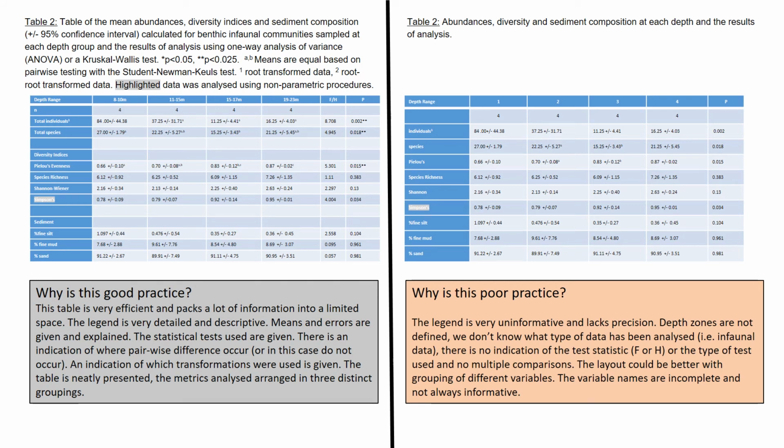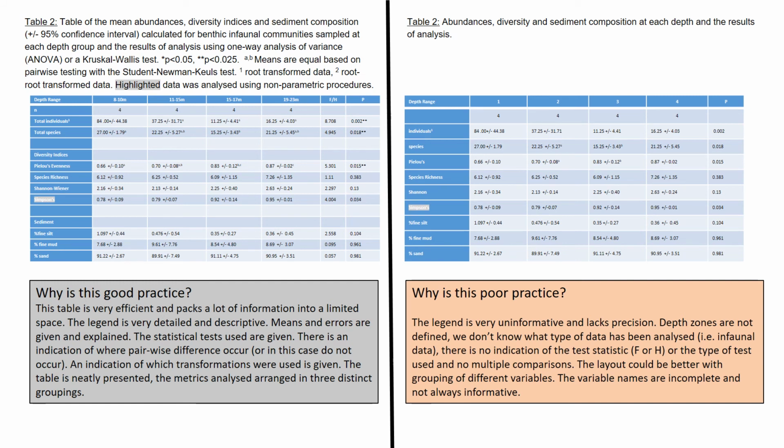If we look at the poor practice table on the right hand side, well again quite clearly the legend text is very thin and simply lacks sufficient detail to enable us to understand what's in this table. In this particular case, the column headings are not well explained either. For example, they're just categorized as 1, 2, 3 and 4. So I know it's a depth range, but all I know is it's depth range 1, depth range 2, depth range 3 or depth range 4, but I've no idea to what that relates.